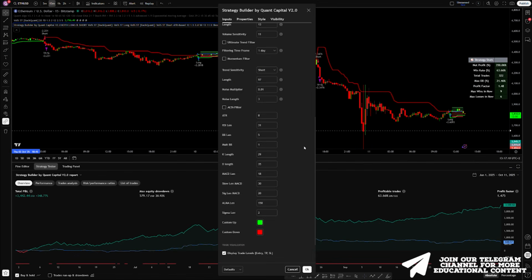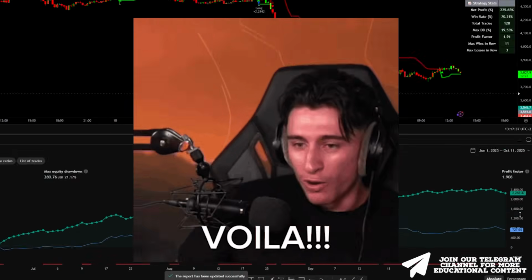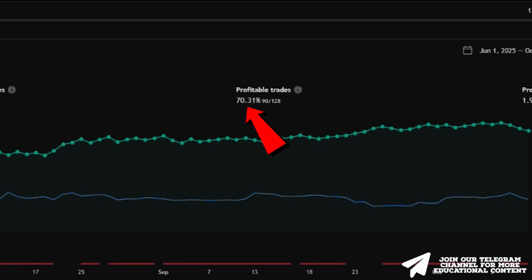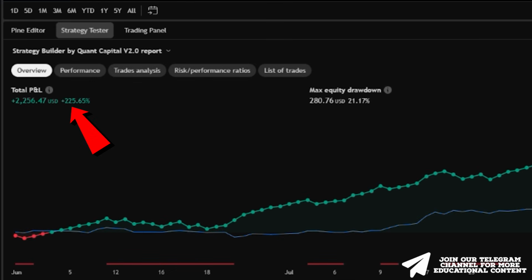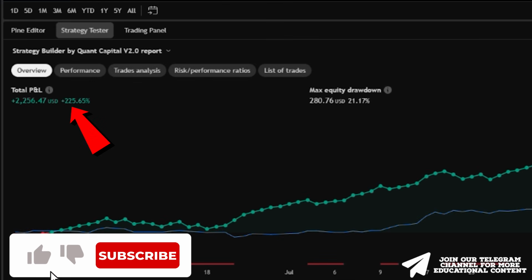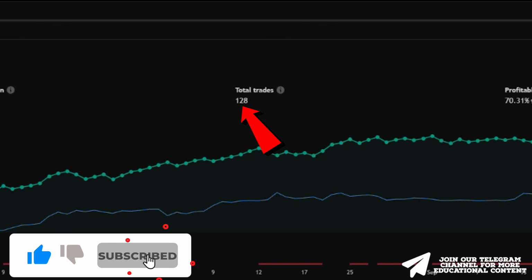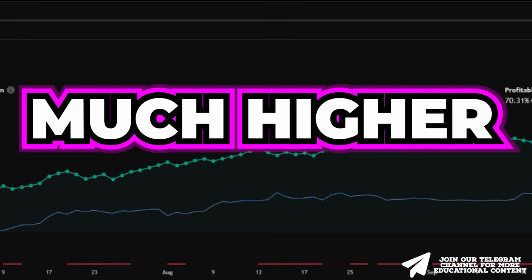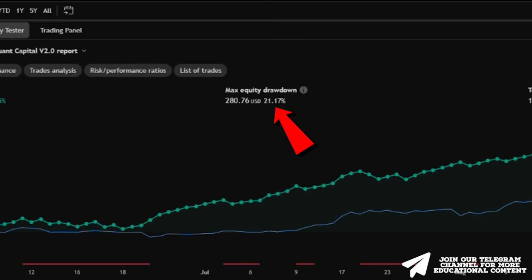So, open the Builder settings, where the trend aggregator is already integrated and optimally configured, then click here to enable it. Voila, the win rate improved to more than 70%. Although the net profit dropped to 225%, it was achieved with only 128 trades, resulting in a much higher profit per trade. Finally, we ended up with literally the same max drawdown.